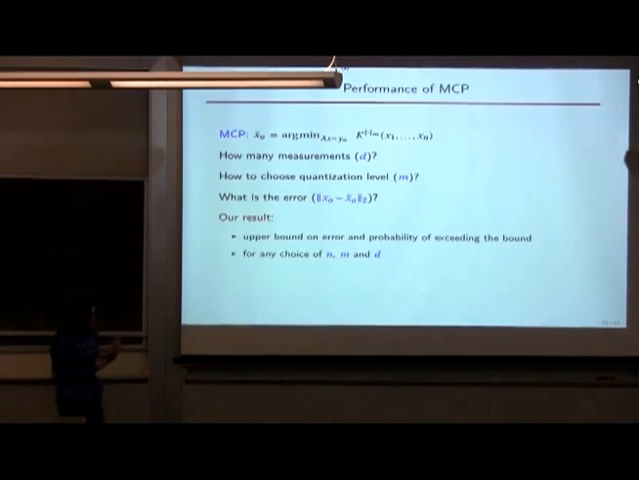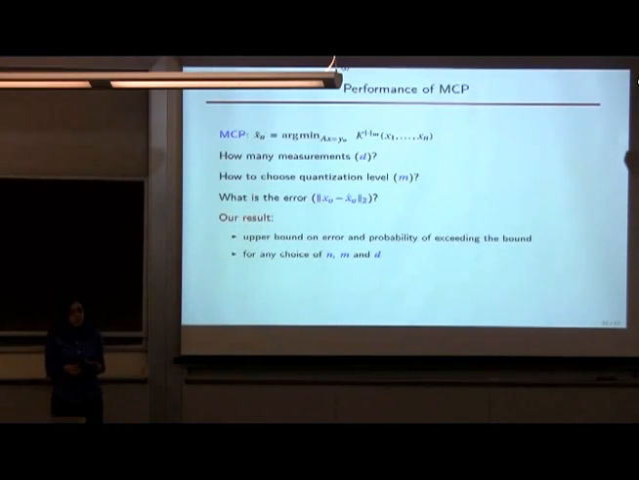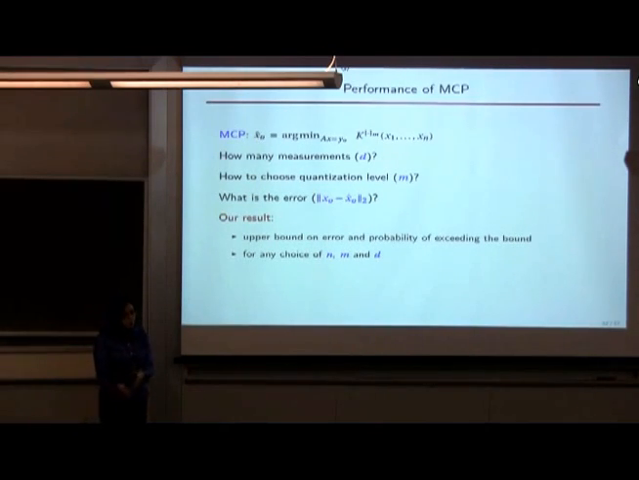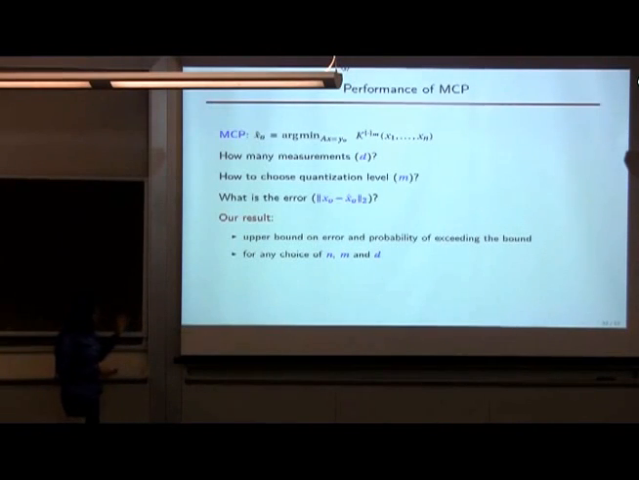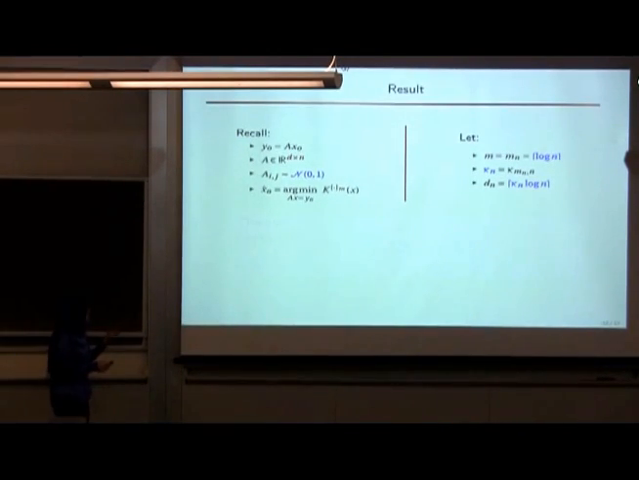So the result is an upper bound on the error for any choice of m, n, and d. So it's a finite dimensional analysis. It tells you if you take these many measurements, choose the quantization level in this form, what's the error you'll get, what's the probability you exceed that error, and so on. So the expression is complicated. I'll tell you about a simpler result, basically a corollary of that result, where we take m to be log n. So we choose m to grow as log n.